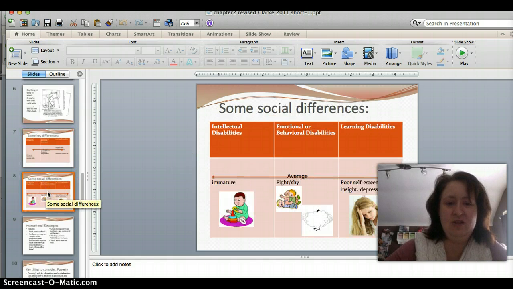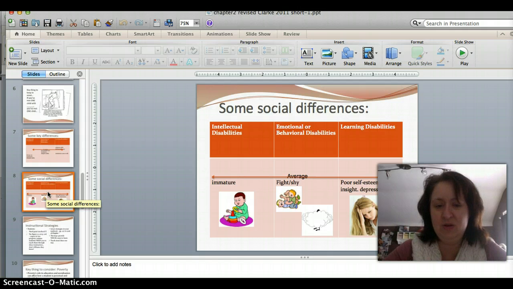If we look at the next chart, if we want to add some picture supports, know that overall, socially, you're going to look at a student with intellectual disabilities and expect they might be immature, maybe still playing with baby dolls in the 6th grade. Where a kid with an emotional disability might really have that fighting attitude or be very shy, and a student with a learning disability might be very withdrawn and have poor self-esteem because they understand that they're struggling in a subject that their friends are not.